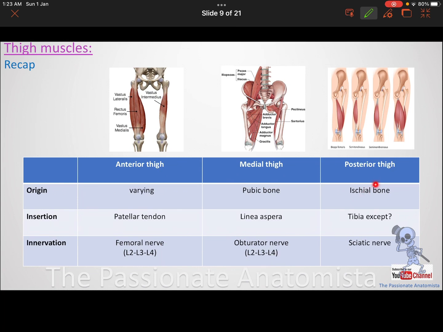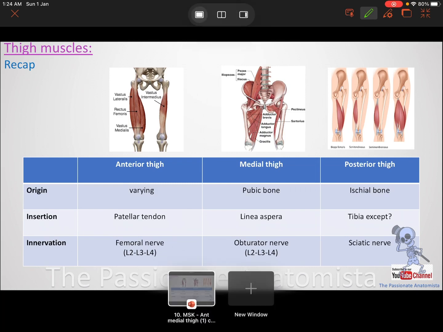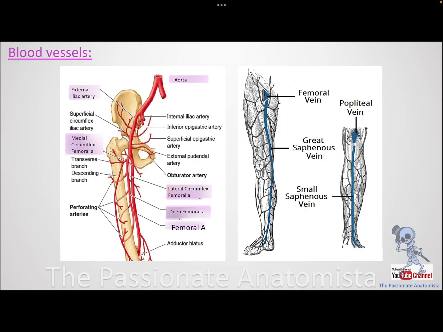And then for the posterior thigh, remember the previous videos, we talked about how the hamstrings come from the ischial bone, and they all go to the tibia, except, remember guys, the biceps femoris. The biceps was going to the head of the fibula. And I told you back then that it's just like the biceps of your arm that goes to the radial tuberosity, and they are all supplied by the sciatic nerve. And we said that all of them are supplied by the tibial part of the sciatic, except the short head of biceps femoris. It's supplied by the common peroneal part of the sciatic. So that was just a recap of those muscles.